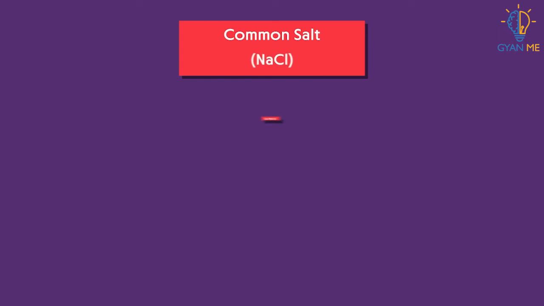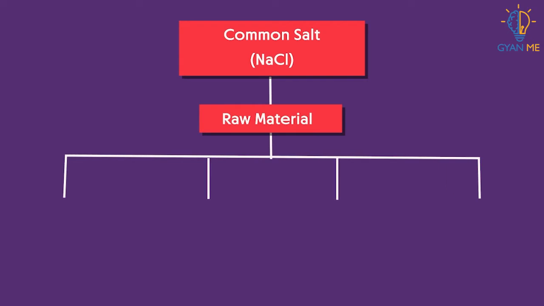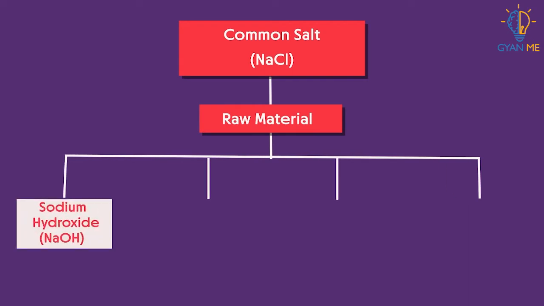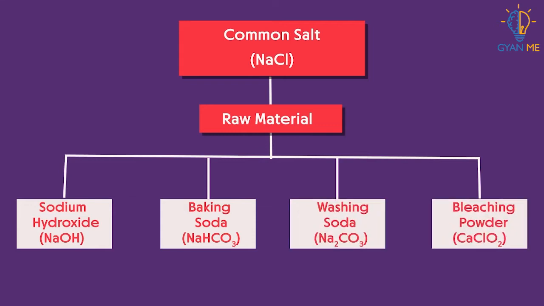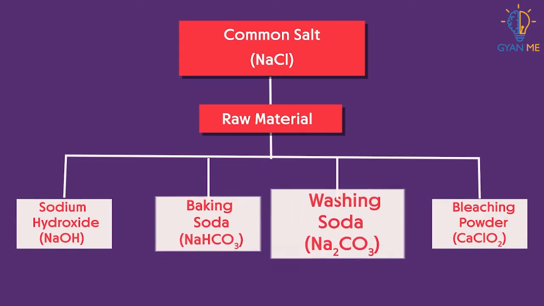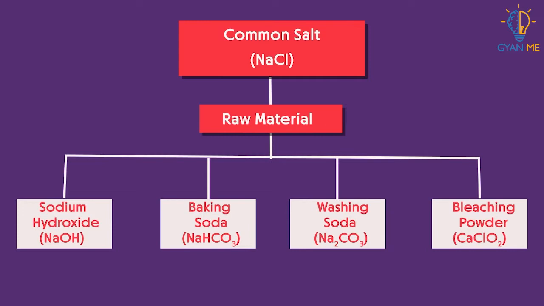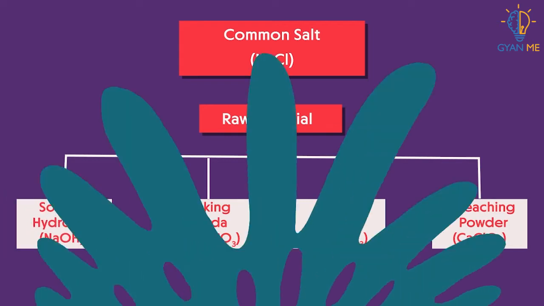This common salt, NaCl, is also raw material for production of sodium hydroxide, baking soda, washing soda, bleaching powder, and many more. Let us see one by one how the common salt is used for making all these substances. Let's start with sodium hydroxide.